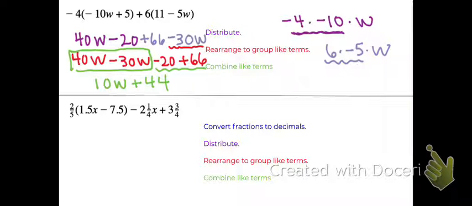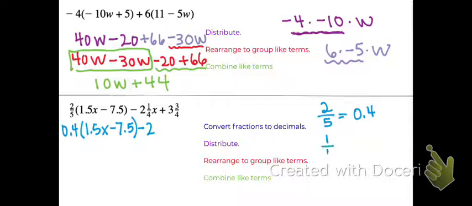On the next one, we have some fractions. And so what I would do before I start distributing, since some are fractions and some are decimals, is convert each fraction to a decimal. So for example, 2/5 is the same as 2 divided by 5, which is 0.4. So I'm going to rewrite that as a 0.4. And then minus 2 and 1/4, I'm going to keep that whole number 2, but 1/4 is the same as 1 divided by 4, which is 0.25.